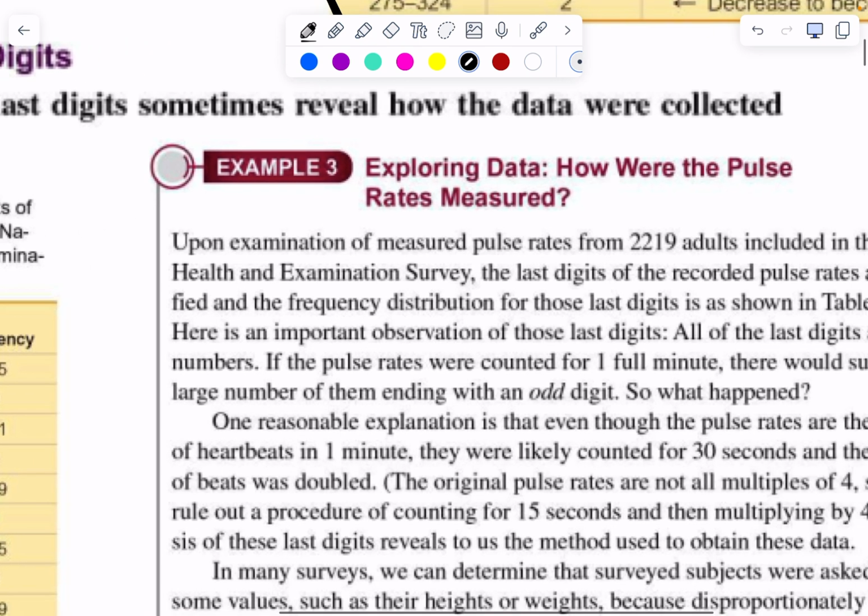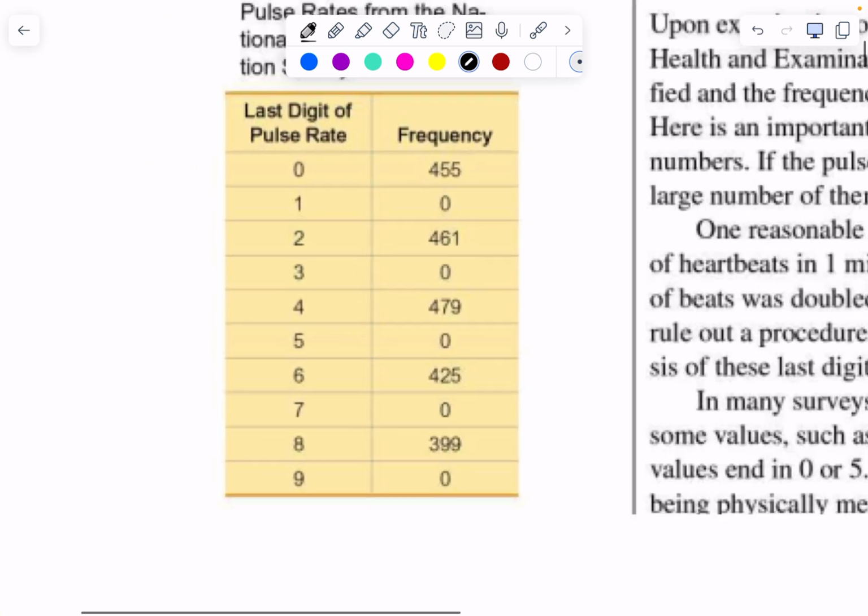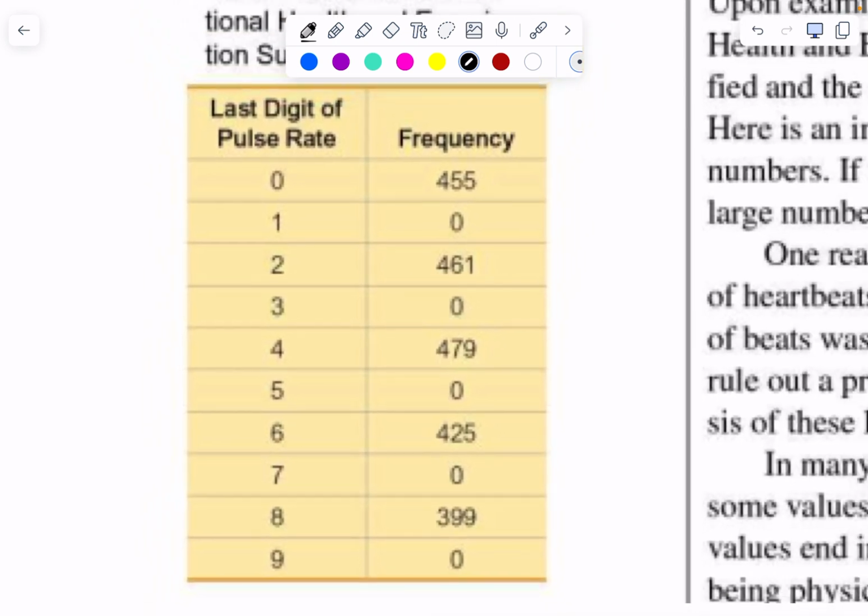All right. How were the pulse rates measured? You guys know that we took pulse rates, and we talked about this when we took them, but let's see how much you remember. So how were the pulse rates measured? This is the data that I had. They gave me this data after a bunch of pulse rates were measured. Here is how this works.